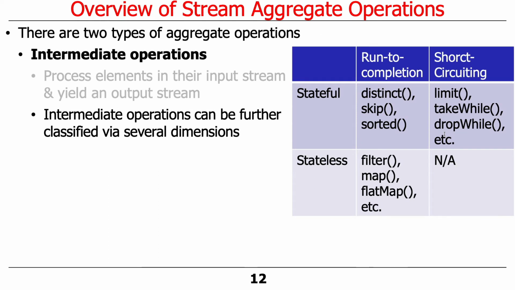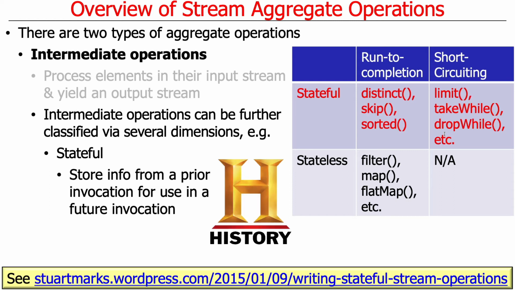You can classify intermediate operations across several dimensions, and let's talk about these things here. One dimension is whether they're stateful or stateless. Stateful basically means that the information from prior invocations as the stream is processing must be used to figure out what to do with a future invocation. And here are some examples of stateful operations. Some of these operations are so-called run-to-completion operations: every element in the stream will be processed. Other operations are so-called short-circuiting operations, which means that it'll stop after a certain point.